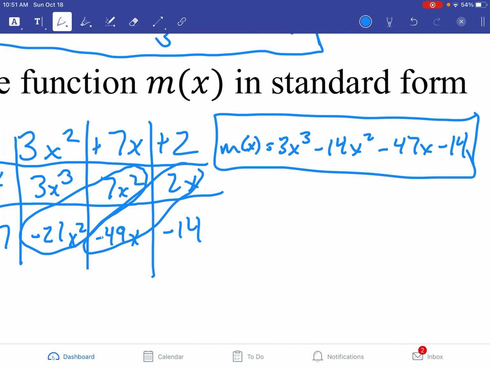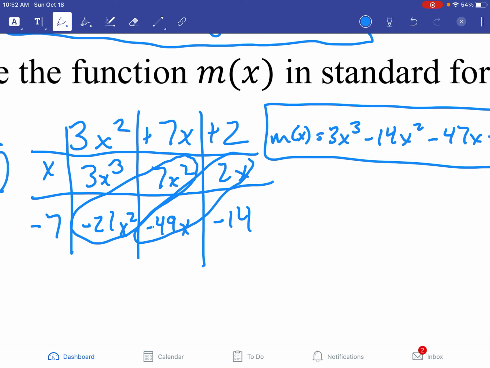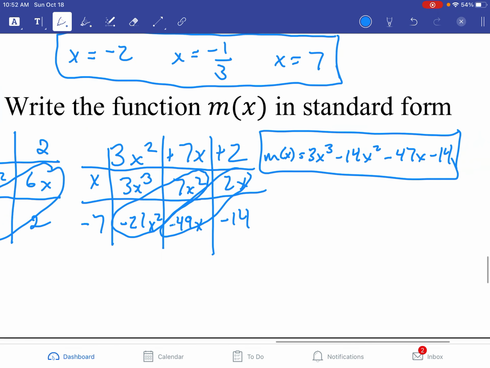Okay, so some students like this little box method to help organize their information when they're multiplying things. If that helps you, awesome, use it. If you don't need it, then don't use it. Okay? All right, we're going to show you how to do the rainbow method in the next question, and then we're going to go back to the boxes in the last one.